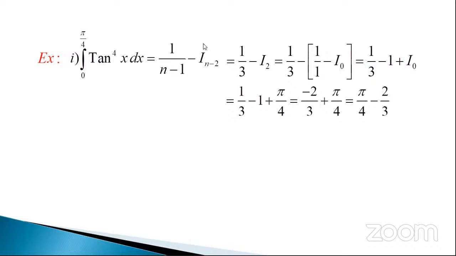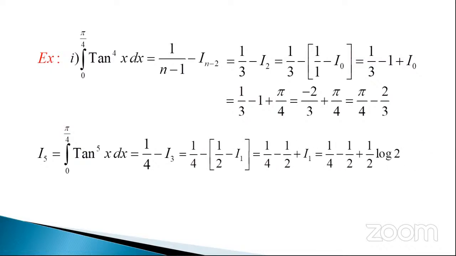This is the reduction formula for tan to the power of n x dx. If you take tan to the power of 5x dx, here it is an odd number, not an even number. What happened? 1 by 4 minus I3, and I3 is 1 by 2 minus I1. So we get 1 by 4 minus 1 by 2 plus I1. What is the value of I1? I1 equals 1 by 2 into log 2. Now you can simplify these two terms: 1 by 4 minus 1 by 2 equals minus 1 by 4, plus 1 by 2 into log 2. This is the solution of tan to the power of 5x dx.